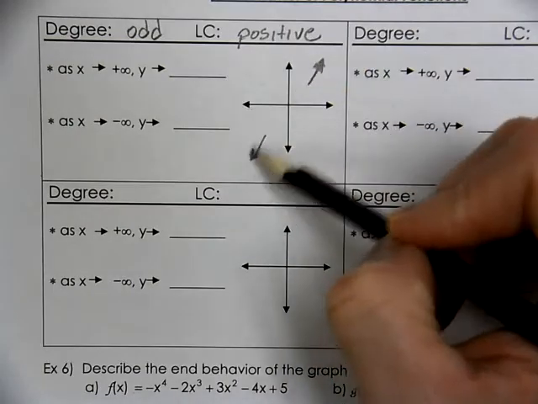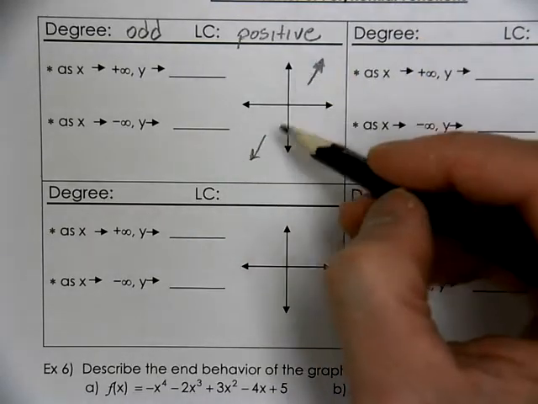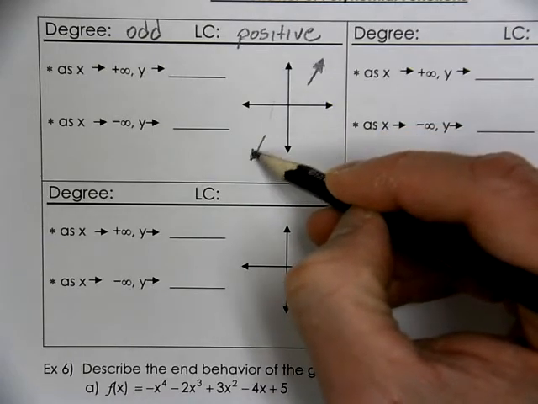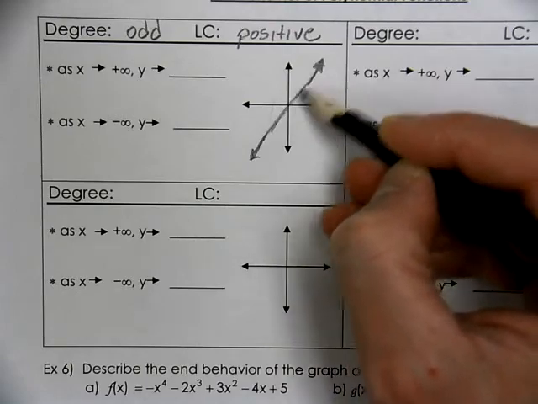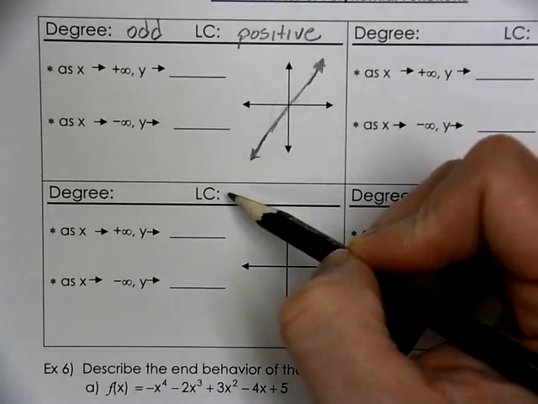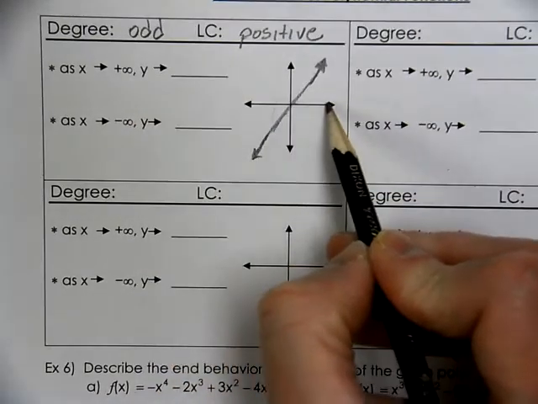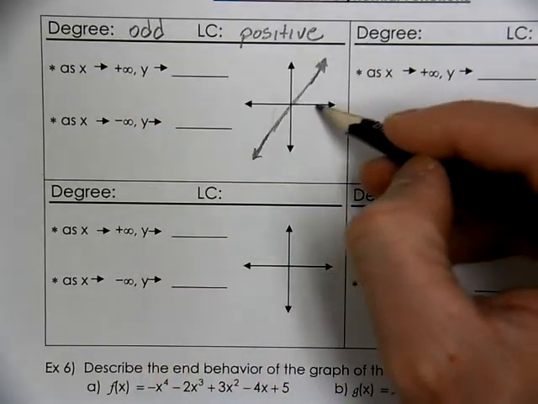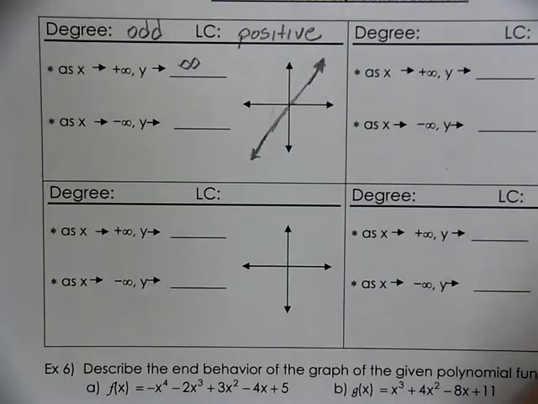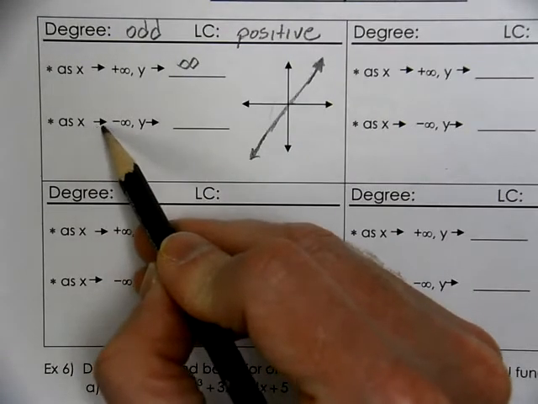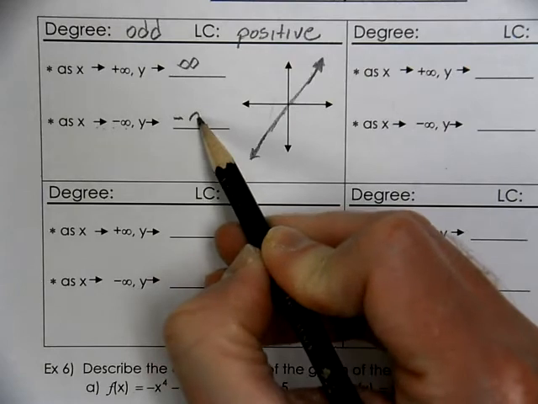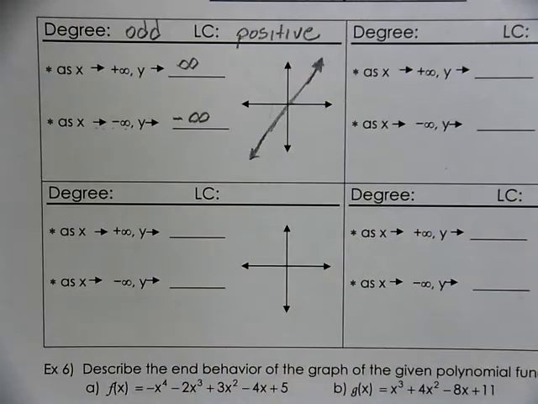The odd degree makes it go in opposite directions. So if it was odd, it might swing through here many times. If it was odd, it might be just a straight line, if it was linear. But it's still odd. It still goes in one direction and the opposite direction. So as x approaches positive infinity, the function is increasing. So that's going to positive infinity. As x approaches negative infinity, as you look to the left, the function goes to negative infinity. It's going down.